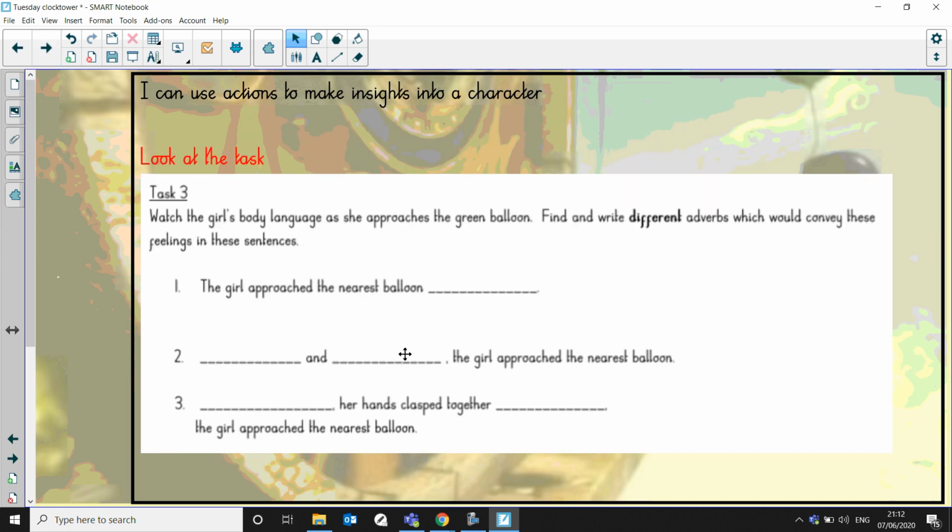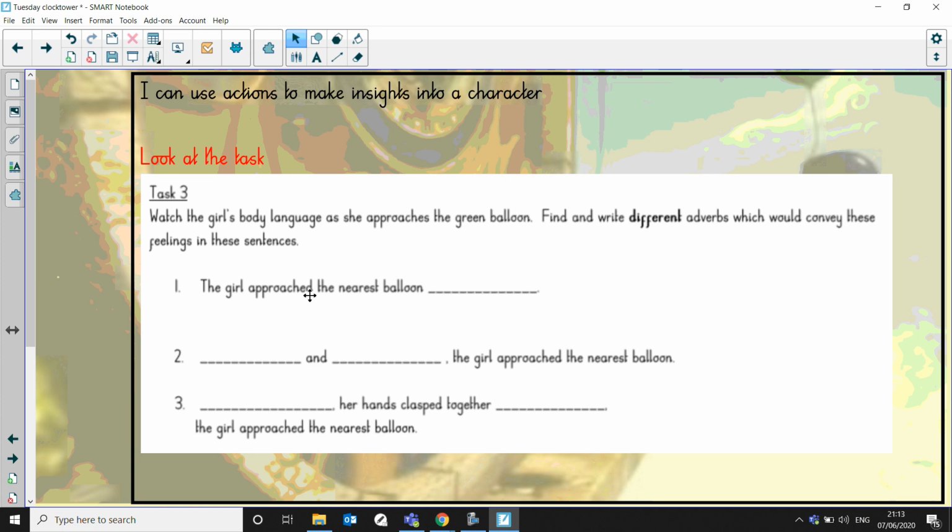Then task 3, you are going to find and write some different adverbs which would convey the feelings in these sentences. So watch the girl's body language as she approaches the green balloon. And you can put your adverbs in here. Now, by and large, these adverbs describe how she's going to be doing it. So she approached the nearest balloon nervously, joyfully. Think about the adverbs that you can include there. You might want to use a thesaurus to try and improve that word choice.